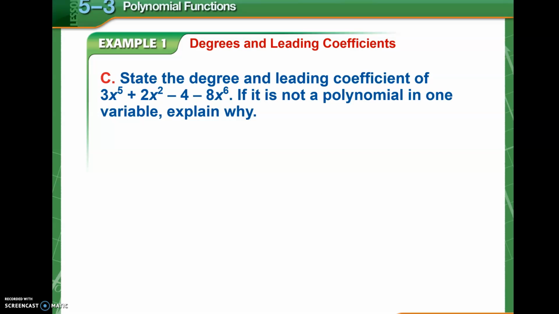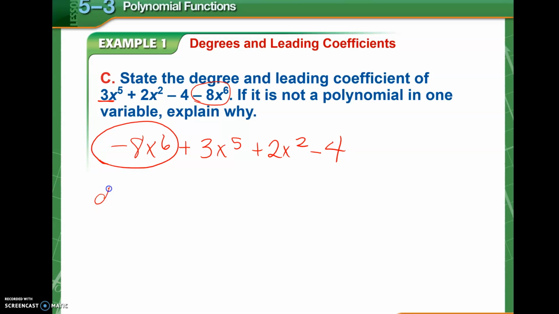Here, we're going to write in standard form. So I'm going to put this first: negative 8x to the 6th. Then the next highest power is the positive 3x to the 5th. Next highest power is this 2x squared. And that is going to give me my standard form. So this is my leading term. My degree is going to be 6. My leading coefficient is going to be negative 8, taking that negative with it.